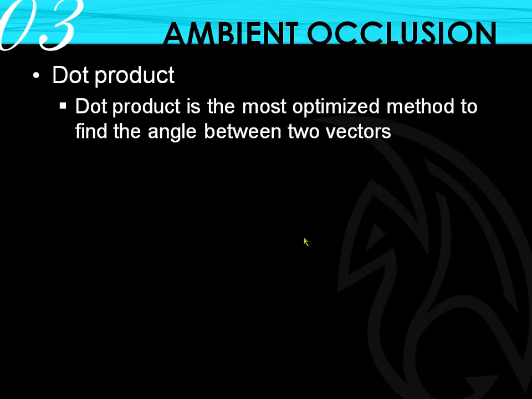So what is a dot product? A dot product is the most optimized method to find the angle between two vectors. And I'll show you what that means. Here's the formula for a dot product. Again, it's like some of the other ones that we've seen. It looks intimidating, but the results are really what we're interested in. How it works is inconsequential. It's really all in the context.